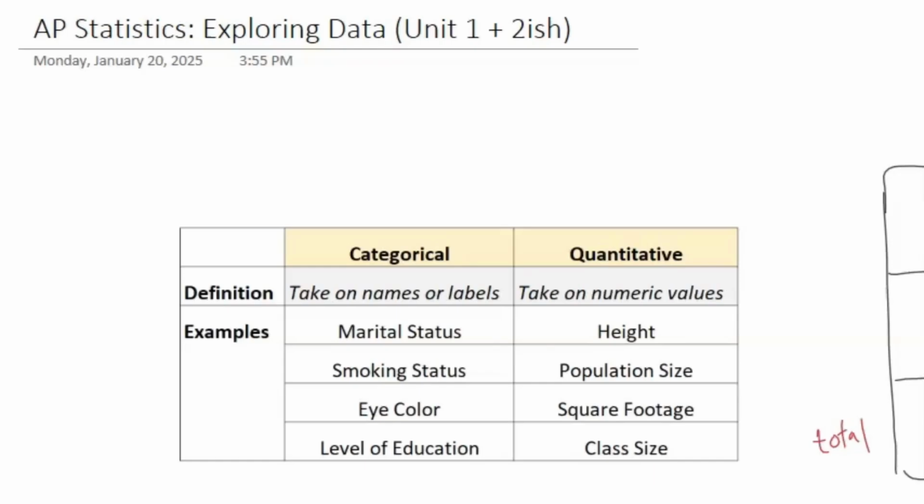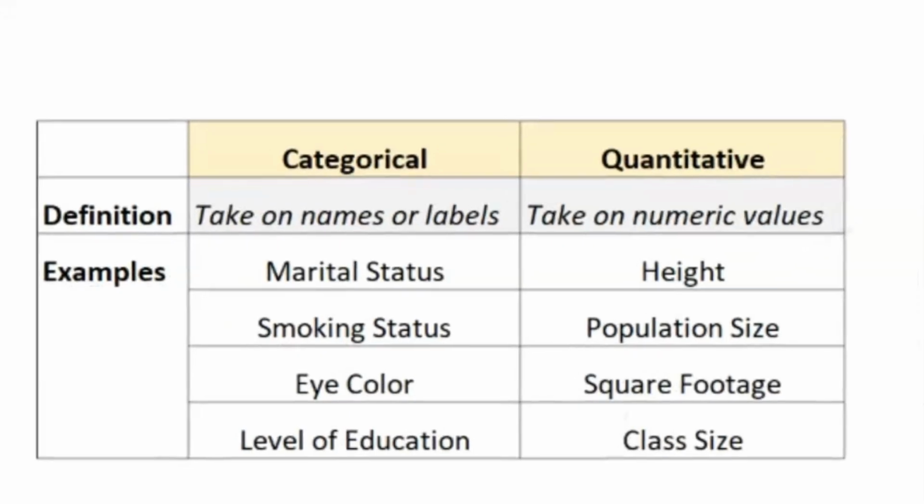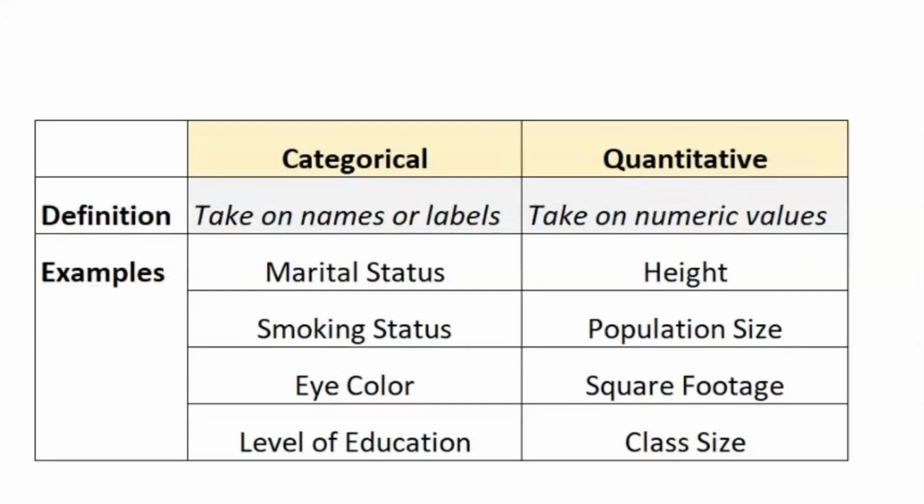Alright, so let's tackle everything you need to know for AP Statistics Unit 1, starting off with the difference between categorical and quantitative data. Quantitative data just deals with numbers, so think quantity, numbers. That's stuff like heights, class size, population size, anything you put a number on. And categorical is stuff that's like names and labels, so think like eye color, hair color.